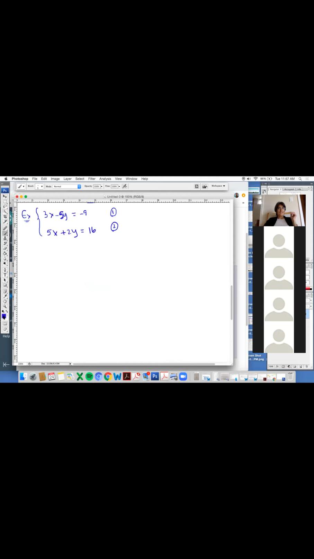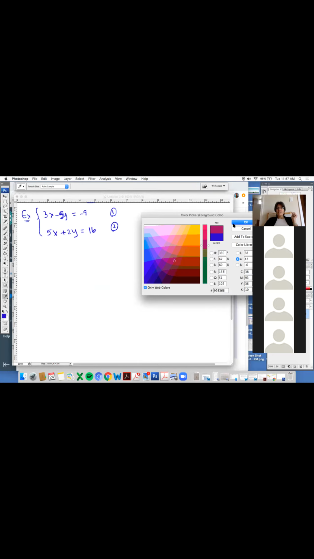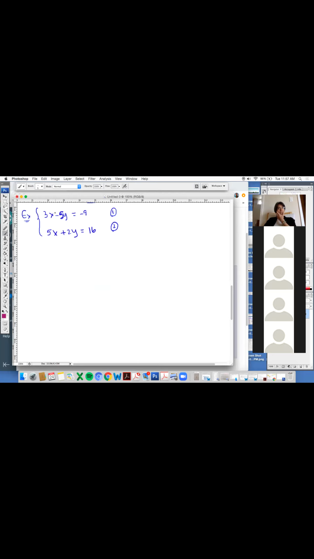Okay, so this one is a little bit different than the others because if I compare my coefficients, there isn't an easy way where I can multiply the first equation by something and get the opposite coefficient. I need to multiply both equations. Okay, so let's say I want to eliminate y.